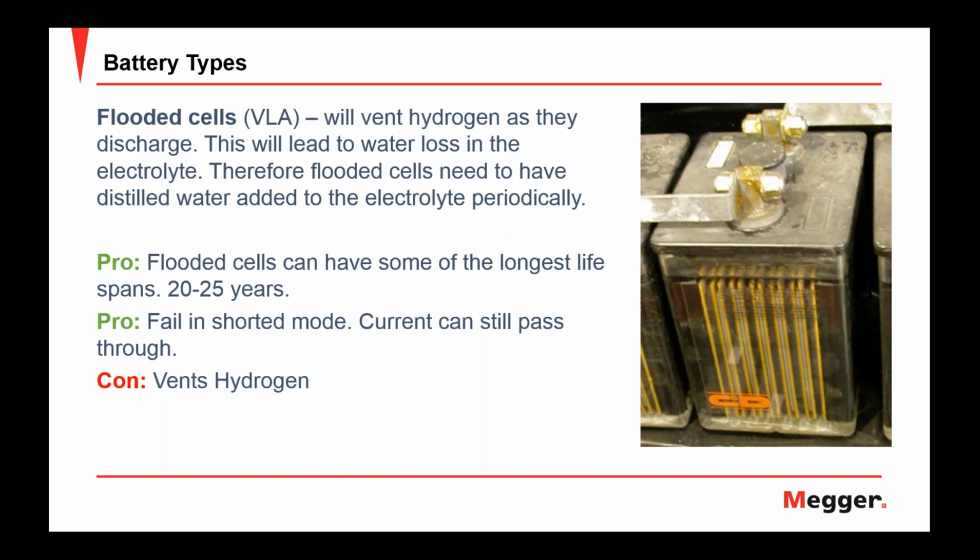Some of the cons: one of the biggest is they vent hydrogen. When people hear that, the first thing that usually comes to mind is images of the Hindenburg going up. But when we think about it, hydrogen is the lightest gas. It's the first element on the periodic table, which means it rises very quickly and disperses quickly. So we just want to make sure we have adequate ventilation. We don't want to put these batteries in small, unventilated areas, because then you can get a hydrogen buildup.